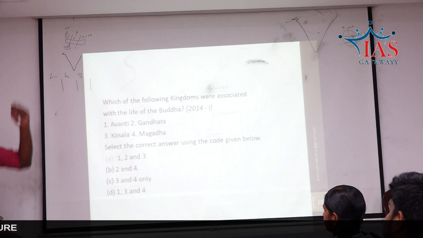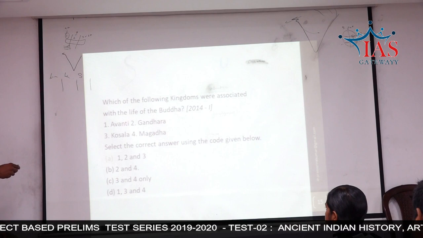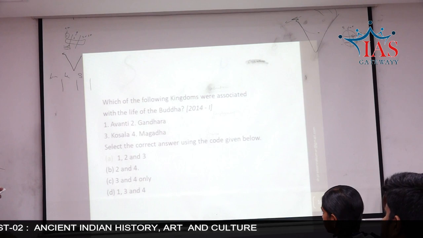So actually, if you eliminate 2, what happens? 2 options go off. And Avanti, if you know it, you can write. Actually, at least 50% you can get the answer right. At least this, everyone should eliminate. Whether they went to Avanti or not, you may not remember if you answer, but at least Gandhara, all of us have eliminated.